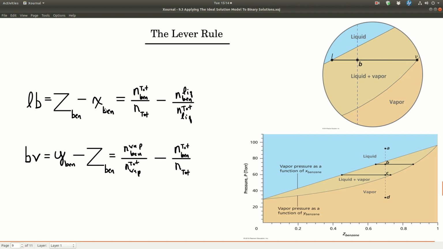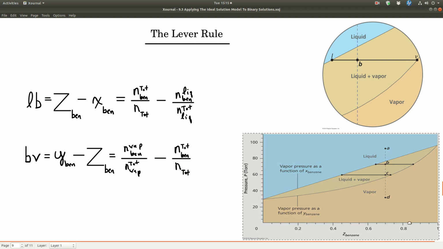minus chi benzene. And so another way of writing Z benzene is total moles of benzene divided by the total moles, and mole fraction of benzene in the liquid phase is just moles of benzene in the liquid phase divided by the total moles in the liquid phase. So this is vapor and liquid, this is just liquid for benzene. Likewise for the BV, or nu, whatever, length, this length from here to here, it's just this value down here on the x-axis minus this value.